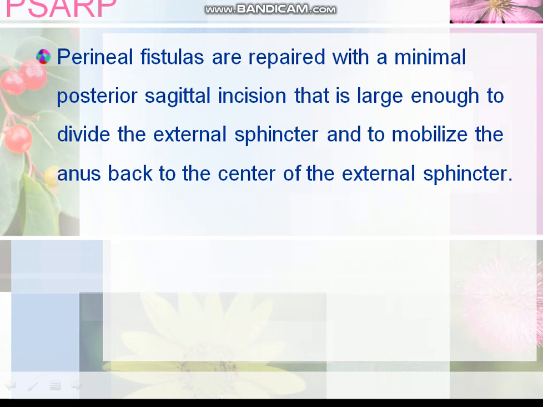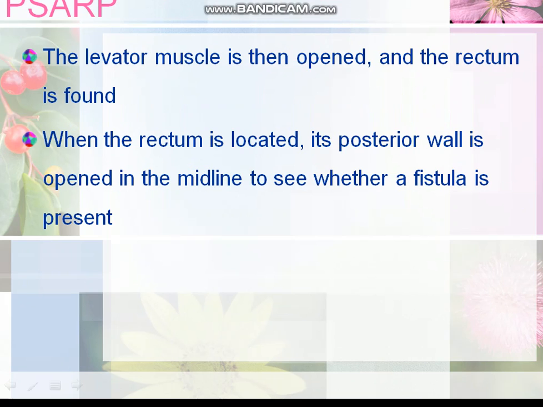So perineal fistulas are repaired with a minimal posterior sagittal incision that is large enough to divide the external sphincter and to mobilize the anus back into the center of the external sphincter. After correcting the perineal fistula, the levator ani muscle is opened. The rectum is found. When the rectum is located, its posterior wall is opened in the midline to see whether a fistula is present.